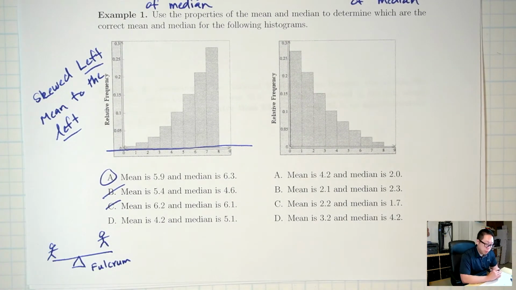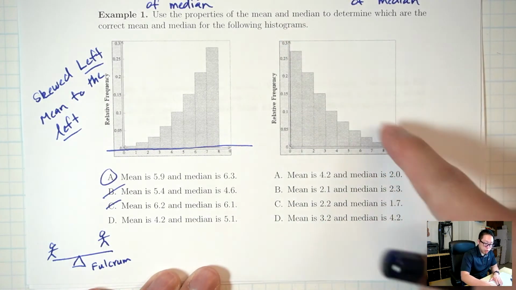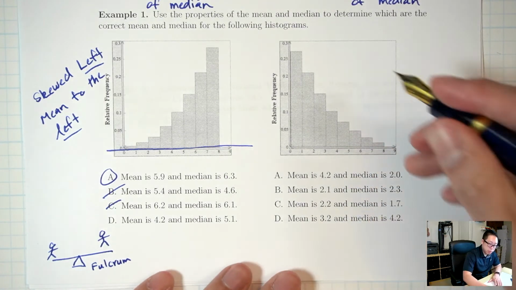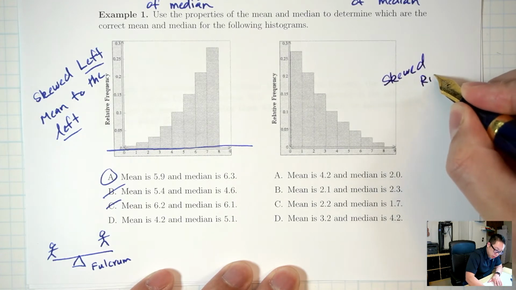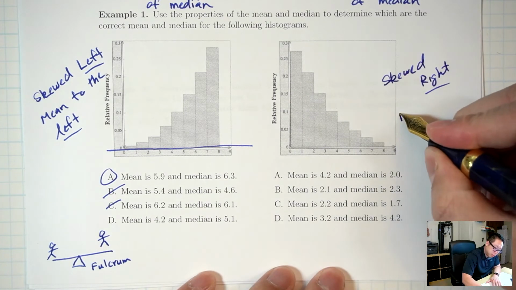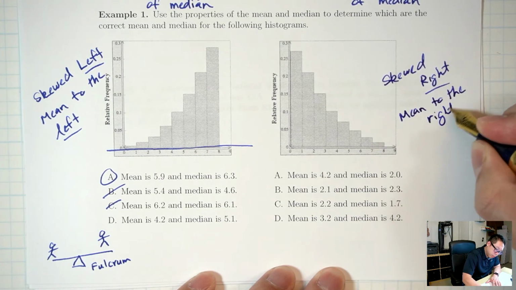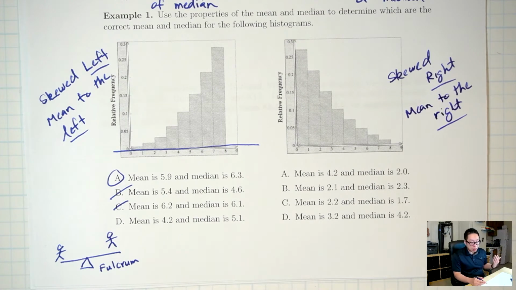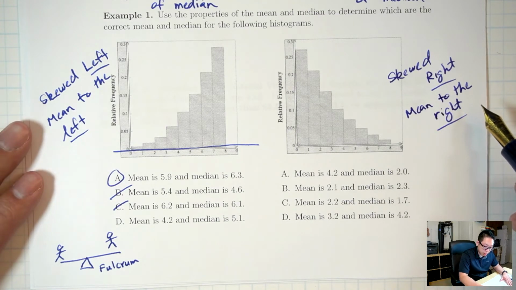Next picture. Is this skewed left or skewed right? Location of the tail. The tail here is on the right side, so this is skewed right. Which means I expect the mean to be to the right, which should allow me to eliminate two choices. So which choices can I eliminate? I need the mean to be to the right of the median. So which ones can I eliminate?